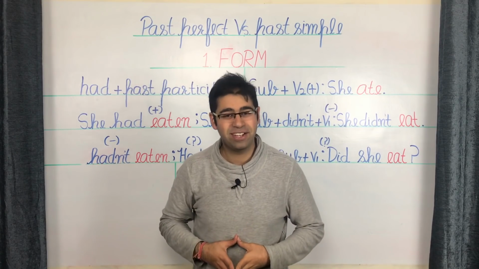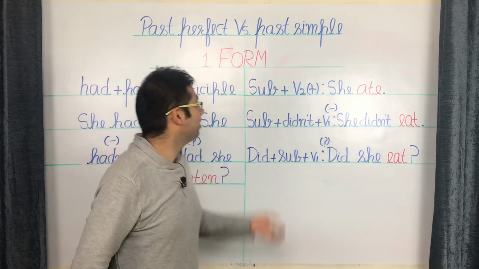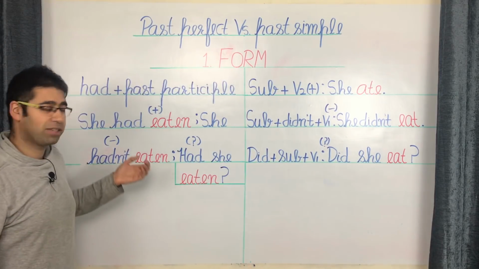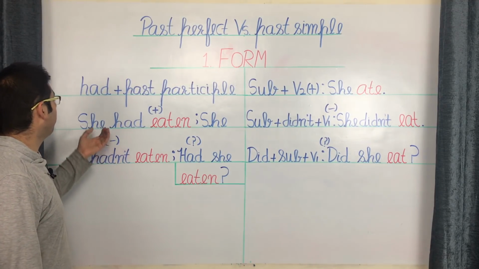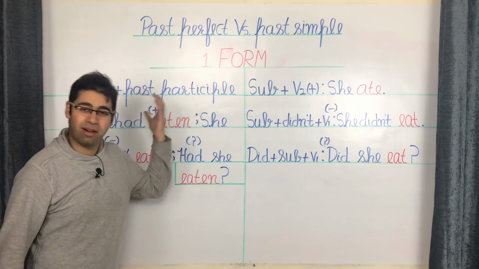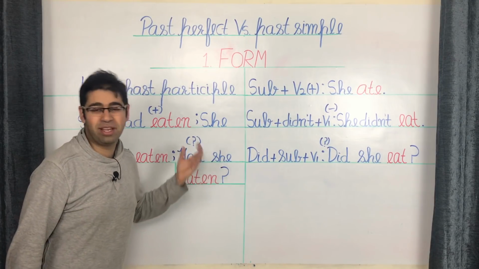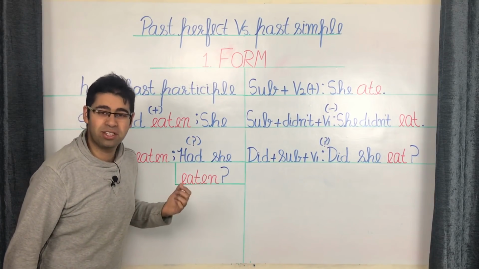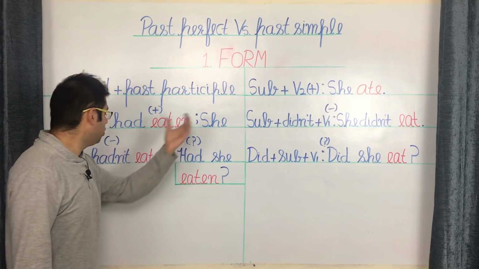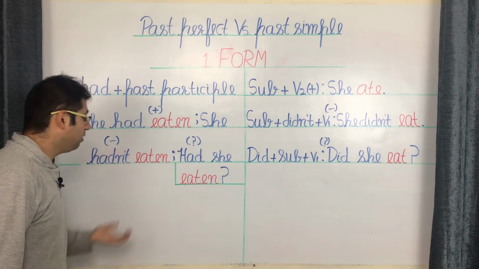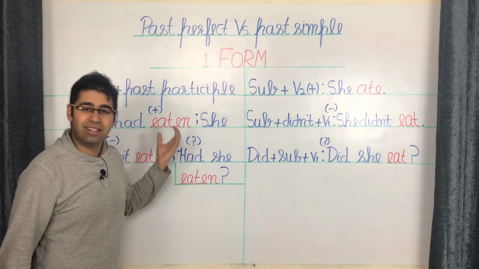Alright, so we begin with the first basis of distinction, which is the form. Starting with the past perfect over here. In case of the past perfect, you're going to have the auxiliary verb had followed by the past participle, which is to say the verb in its third form. And that's going to give rise to sentences such as she had eaten in the positive, she hadn't eaten in the negative, and had she eaten in the interrogative.